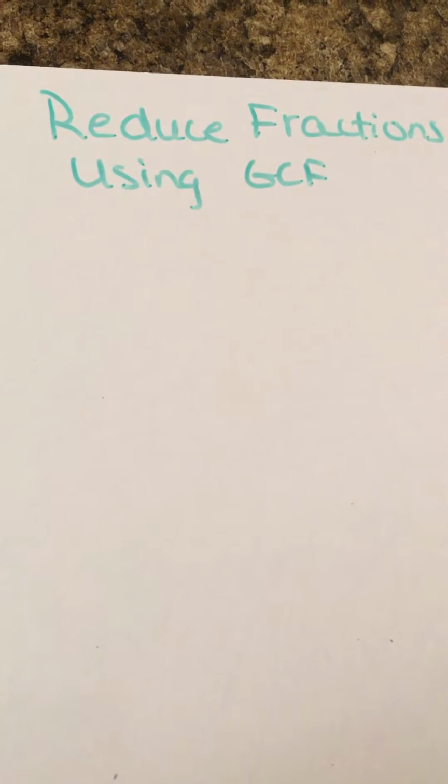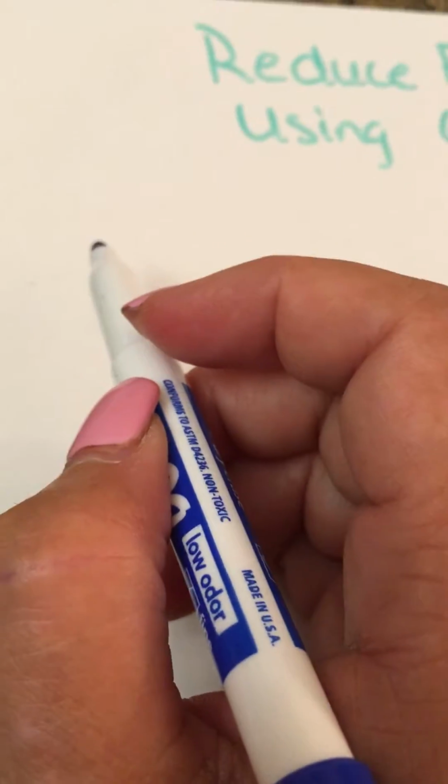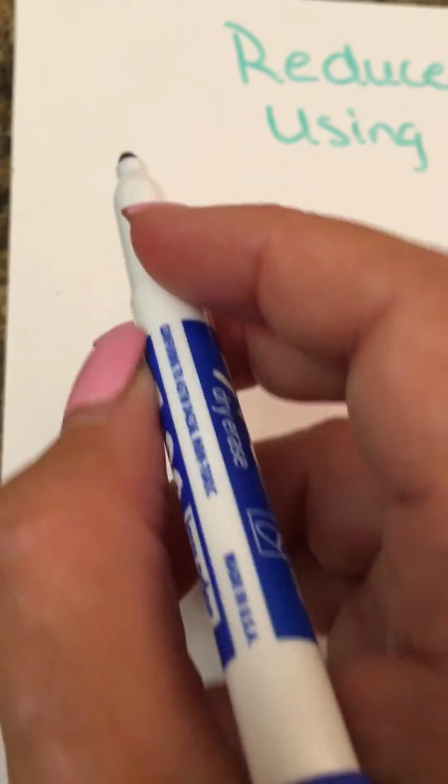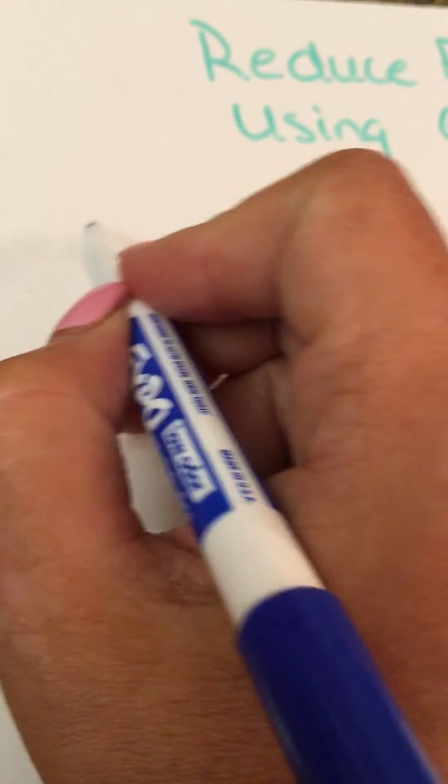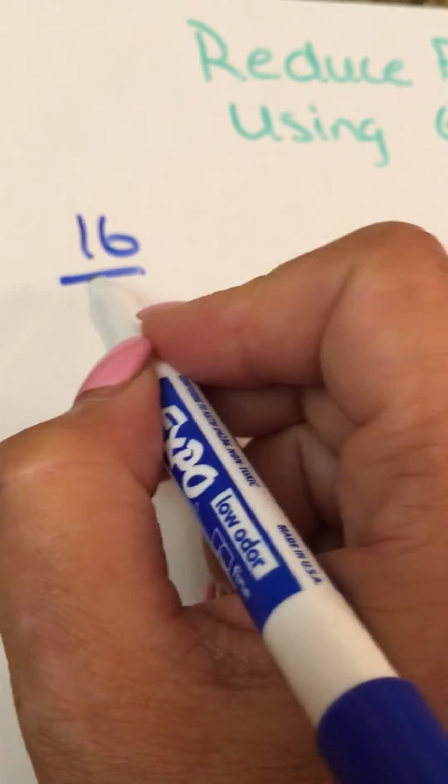Okay, mathematicians, let's do this. We're going to reduce fractions using GCF. We've been doing this. You know how to do it. I'm just going to demonstrate what I want to see in your final work. So I'm going to give you a number that we have to think about a little bit.